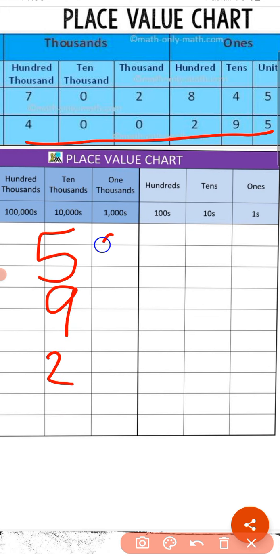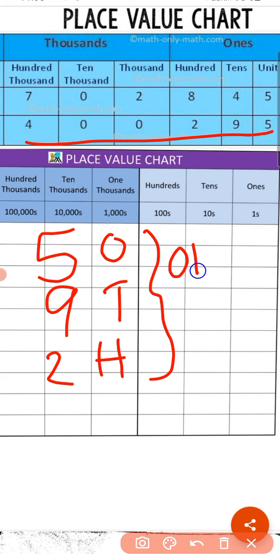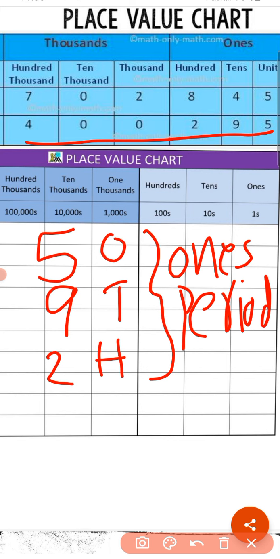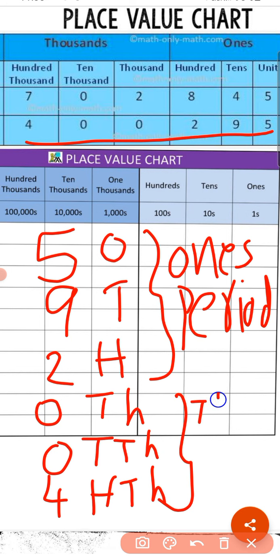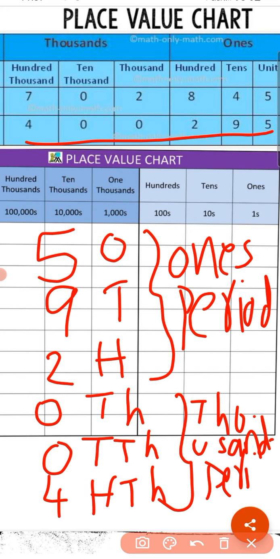Next number: 592, that is ones, tens, hundreds, which period? Ones period. These digits are in ones period. Okay, next, 004: thousands, ten thousand. TH means 1000, TTH means 10,000, and HTH means 100,000. These belong to thousands period. A place il enni inda adinde name thousands period.